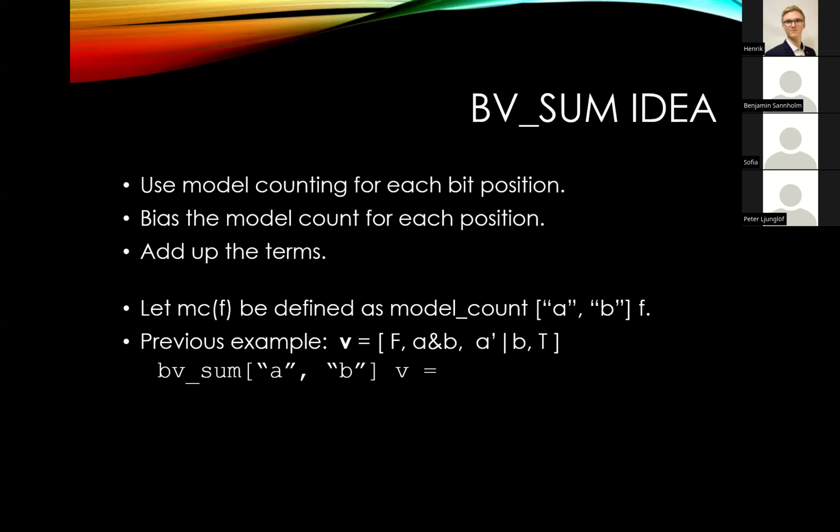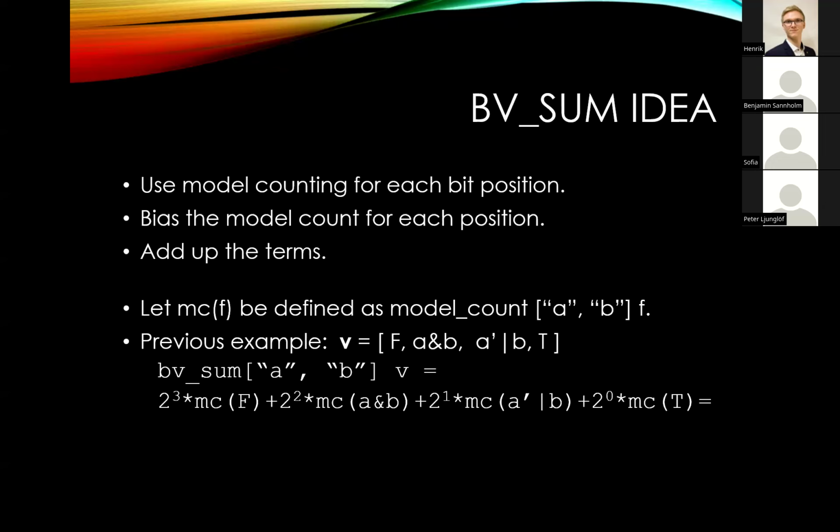Well, the position in here is 0, 1, 2, 3, so 2 to the 3 times the model count of F, plus 2 to the 2 times the model count of A and B, plus 2 to the 1 is the position now of A prime or B, and 2 to the 0 times the model count of true. And if we plug in our values, we see we get 8 times 0, plus 4 times 1, plus 2 times 3, plus 1 times 4, and we get 14. But we did this without actually having to enumerate anything.